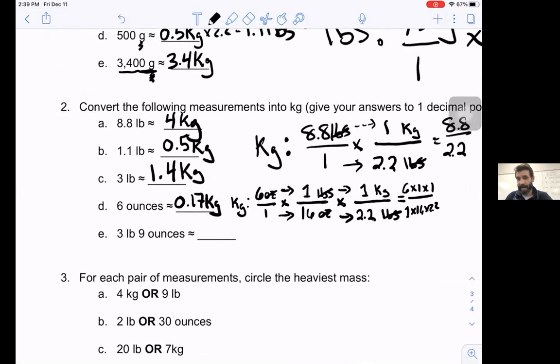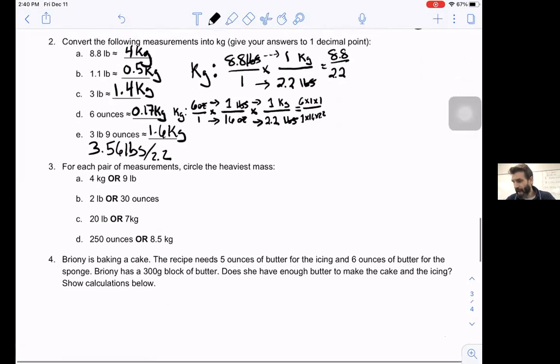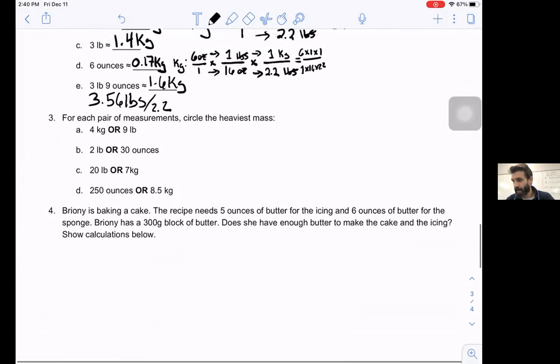So 3 pounds, 9 ounces. Oh man, you could do this unit conversion. That's actually the best way to do it. I'm going to do a little trick here so that I know that 9 divided by 16 is 0.56. So this is 3.56 pounds. And I want to divide it by 2.2 to get kilograms. So 3.56 divided by 2.2 is 1.6 kilograms. Okay. So I went a little fast there, but then you can just check your work compared to mine.